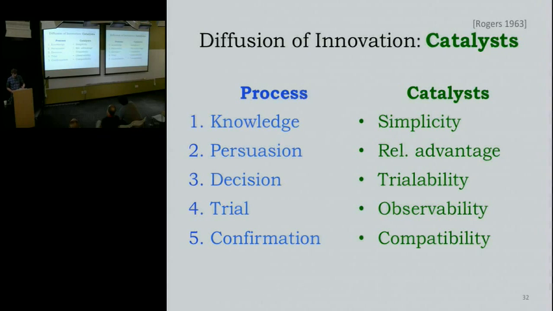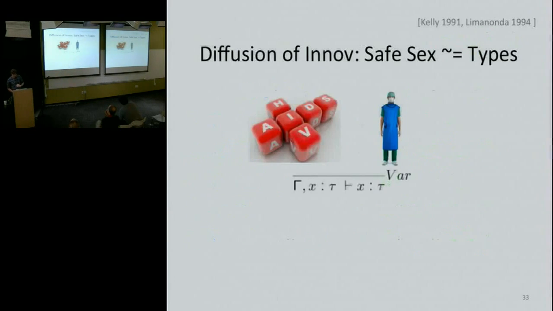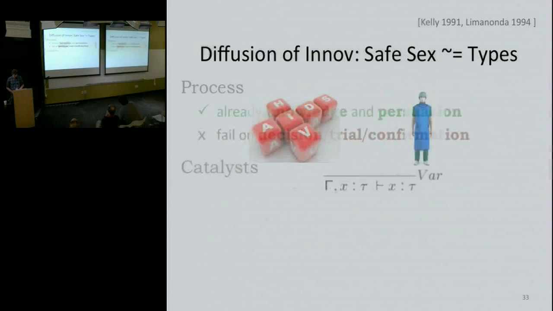Now, the reason I walk through this is, first of all, I think this is actually one of the most important things in this talk. I didn't even come up with it, but it's still really cool. But the thing is, now we can start analyzing innovations and technologies using those processes and catalysts. So, for example, let's look at safe sex and how that relates to type systems.